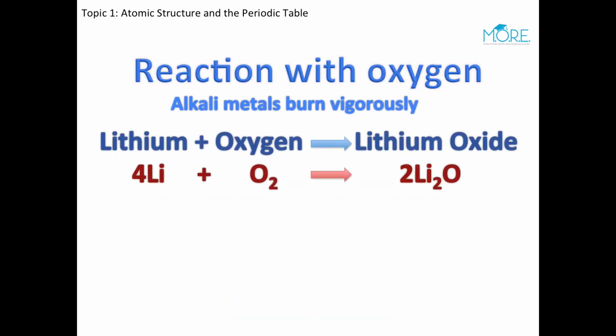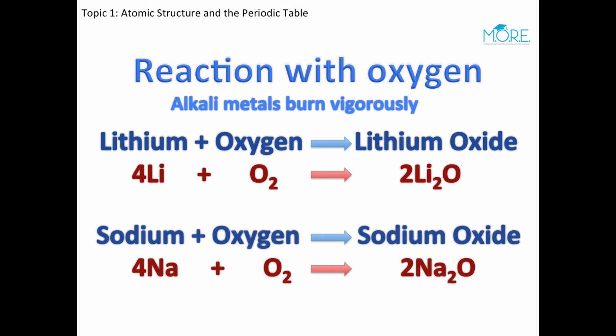For example, lithium and oxygen will react to form lithium oxide. Sodium and oxygen will react to form sodium oxide. And below each word equation are the balanced symbol equations. Whenever an alkali metal reacts with oxygen, a metal oxide is formed.